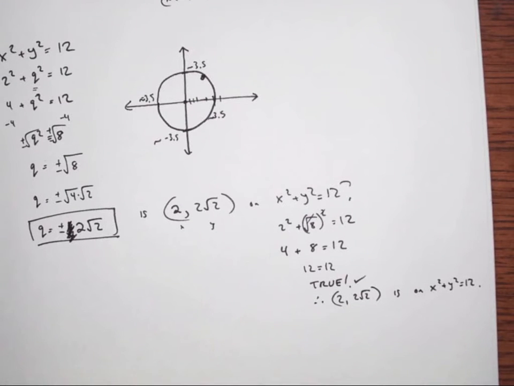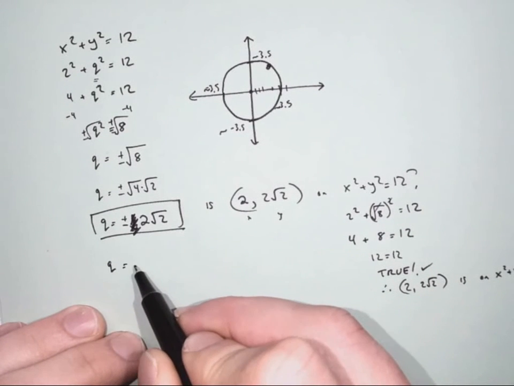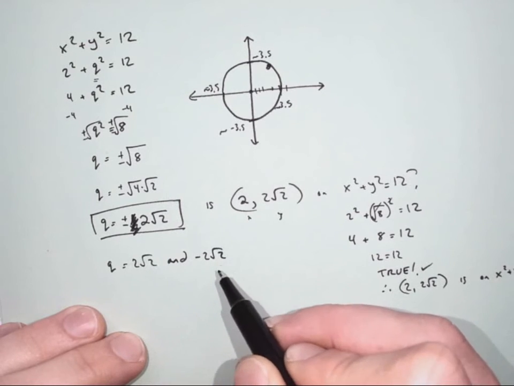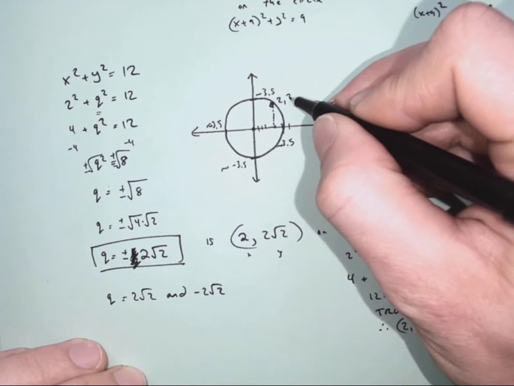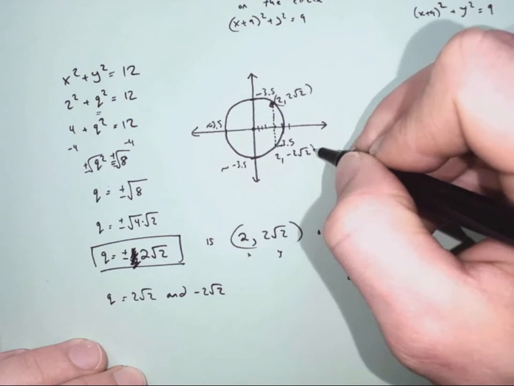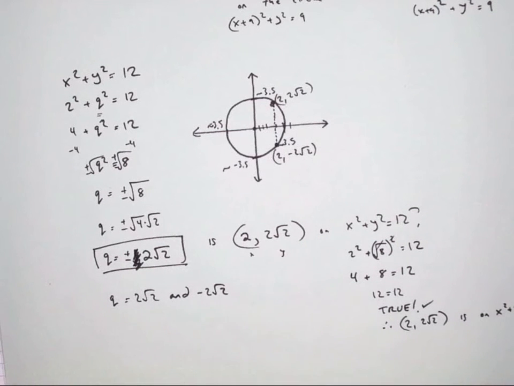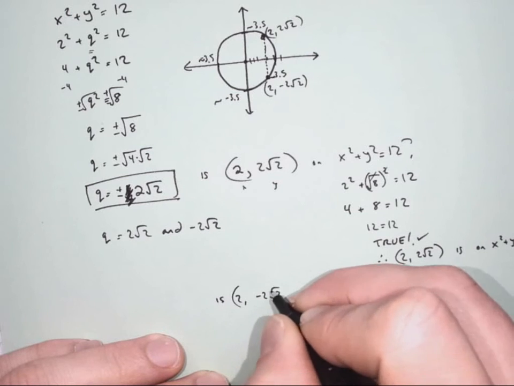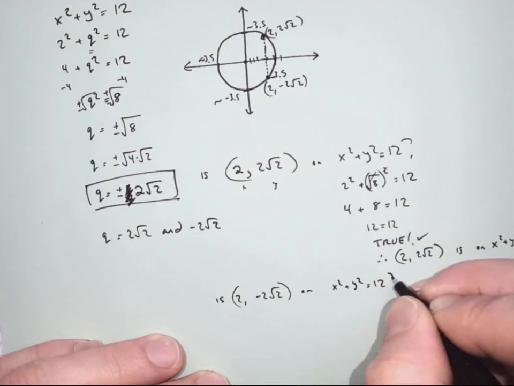We're going to go through question 7 much quicker, by the way. Now, however, we did have the second solution. We had q is equal to 2 root 2 and negative 2 root 2. Now we can see in our diagram that it kind of makes sense. We can have a point at 2 root 2, and negative 2 root 2, because the circle seems symmetric, is not a function. Let's just test that. Is 2, negative 2 root 2 on x squared plus y squared equals 12?